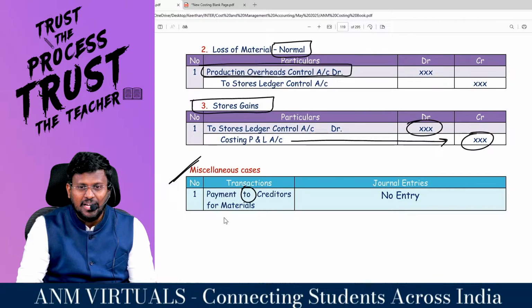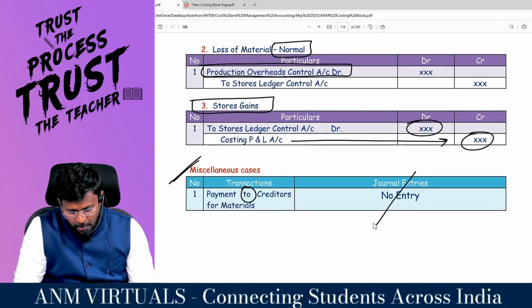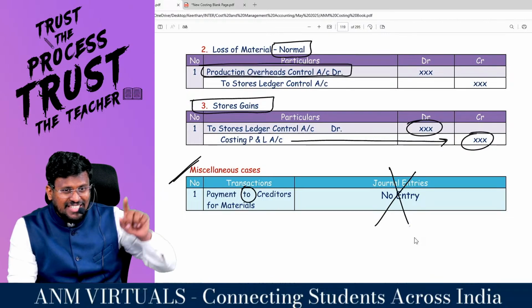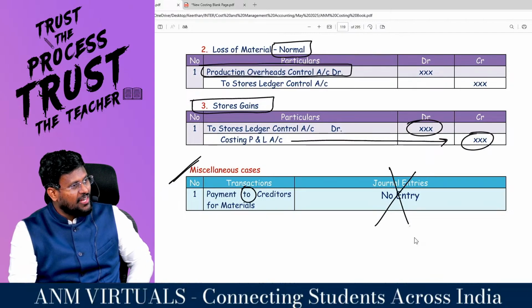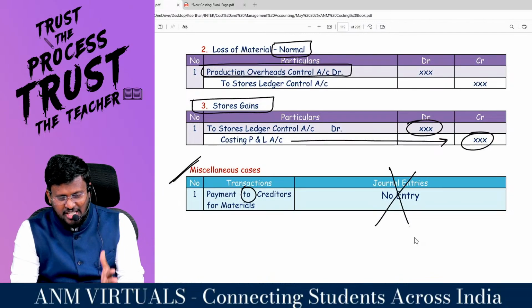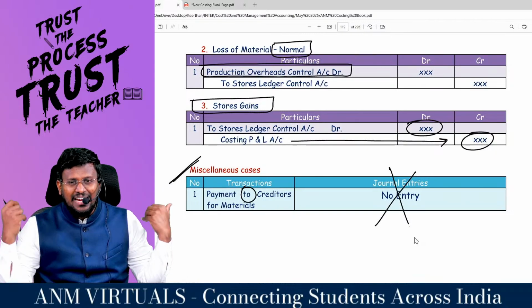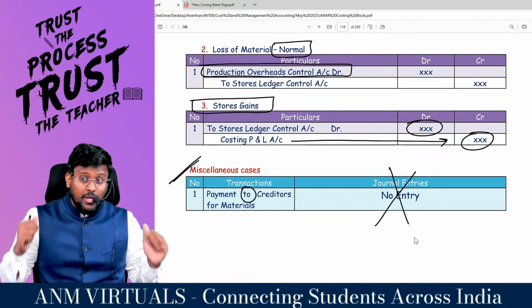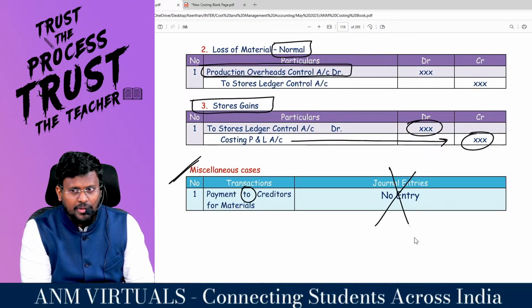The last one, miscellaneous cases. Payment to creditors for material: creditors to cash or bank should come. Debit aspect is financial aspect, credit aspect is financial aspect. Both are financial aspects that we will not entertain at all under the non-integrated system. We will entertain them under the integral system. Are you all really with me?